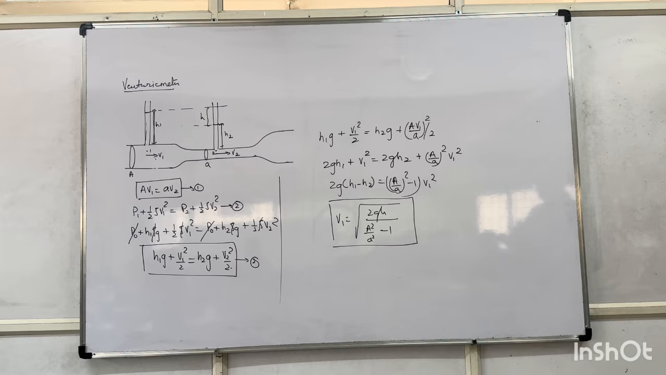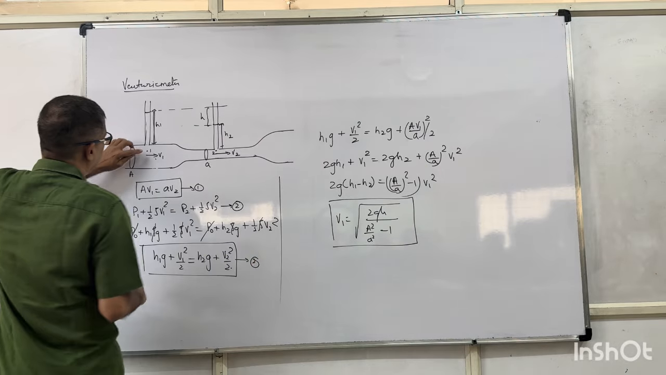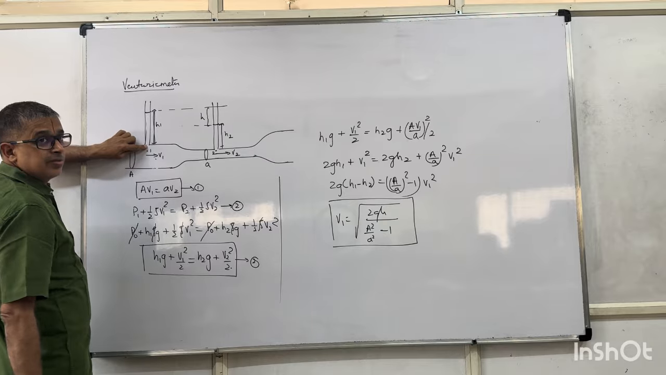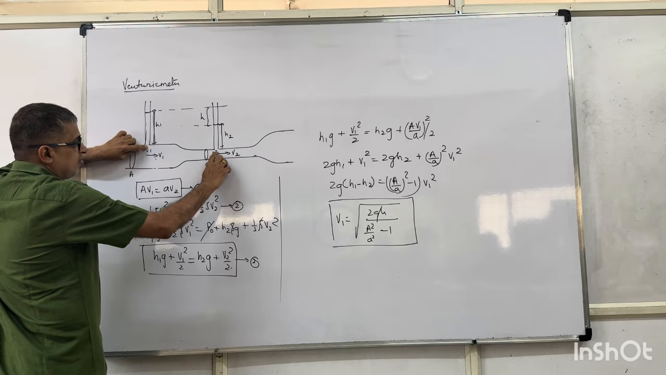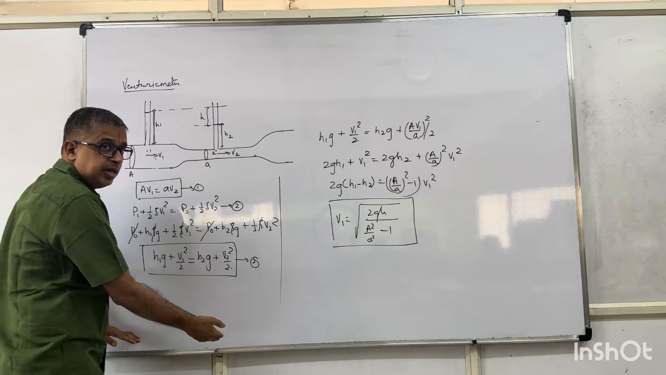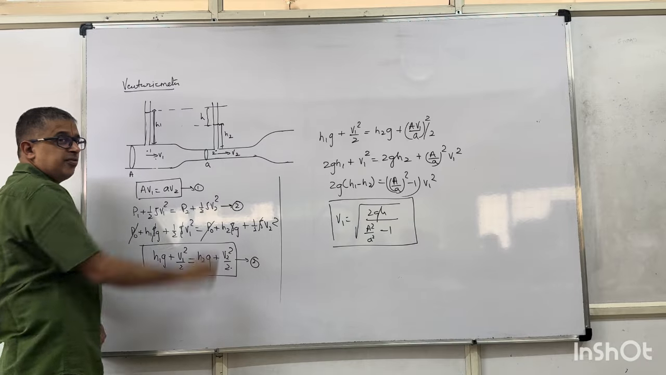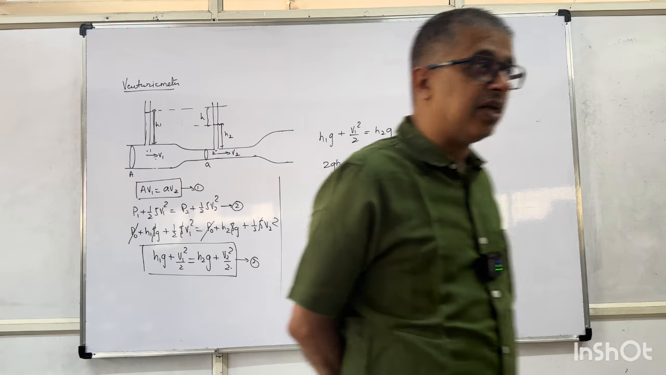Only one approximation. Point 1 and point 2 are at the same height from the ground. Technically, point 1 is here. So, when I take gravitational potential energy, point 1 will be slightly above point 2. But this height will be some 10 meters, and this will be in a few centimeters. So I'll assume 1 and 2 to be at the same height for gravitational potential.